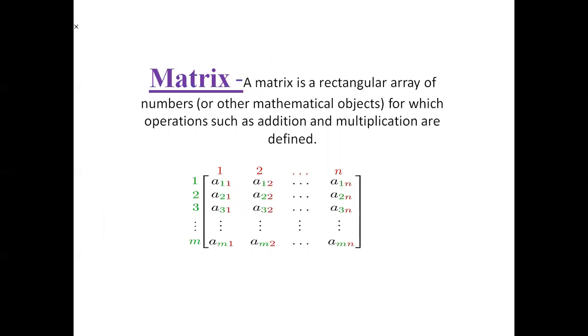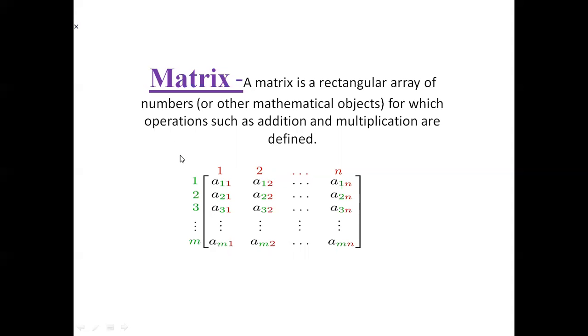First, what is a matrix? A matrix is nothing but a rectangular arrangement of rows and columns. We can see here there are m number of rows and n number of columns, which is denoted by m and n, and the order of this matrix is m cross n. That is, the number of rows into the number of columns, and a matrix is always denoted by a capital letter.